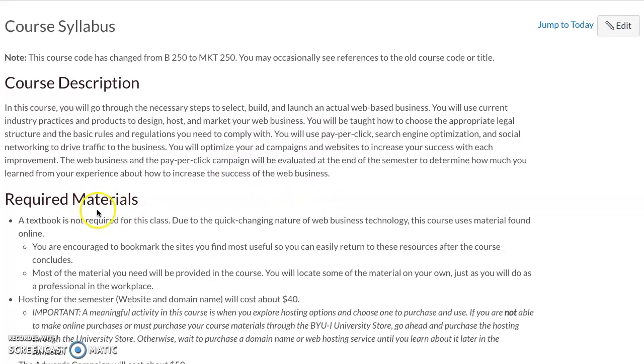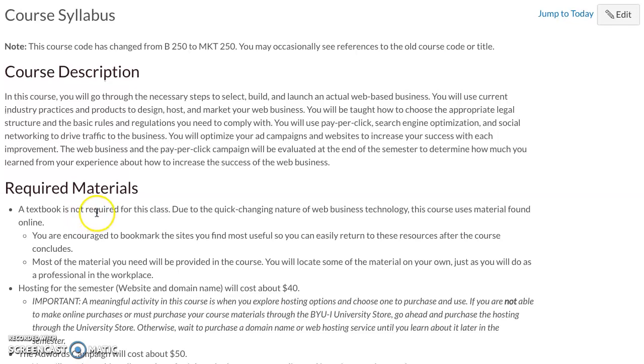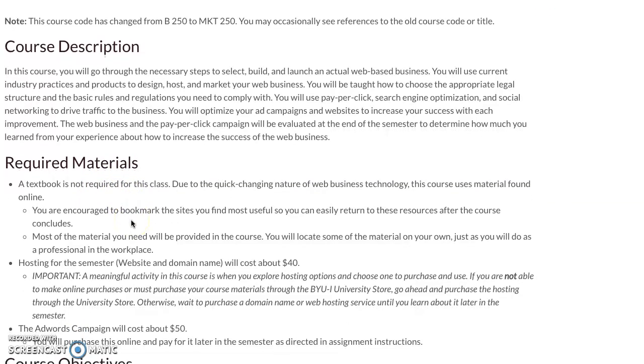Required materials. There is no textbook for the course. Please remember that. I think there is listed for the course an optional textbook. I encourage you not to purchase that. There's no textbook for the course. There's a lot of content built into the course throughout it, a lot of online content, but there's no textbook.